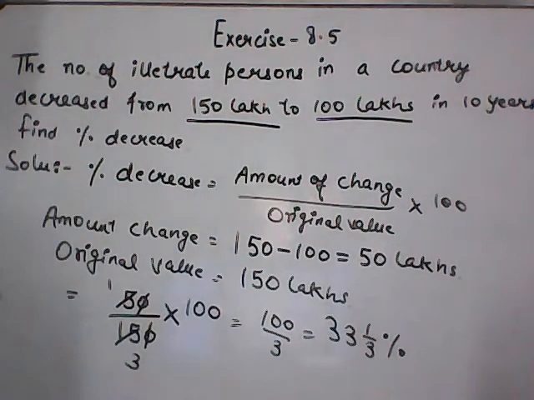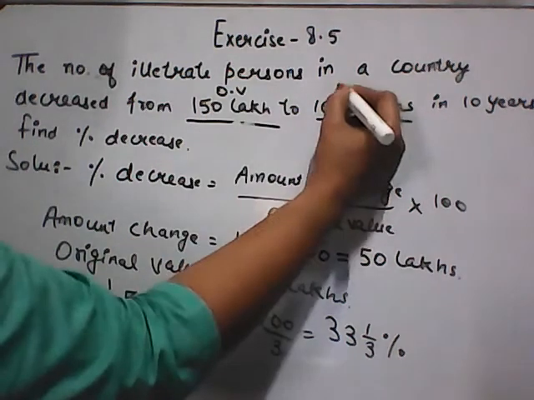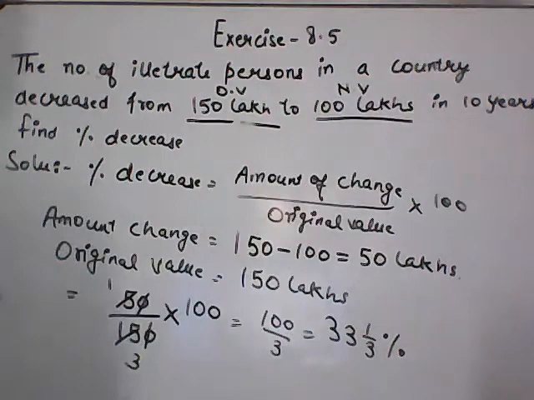In this way, we can calculate the percentage increase or decrease. If the old value is greater than the new value, then there is a decrease. If the old value is less than the new value, then there is an increase. In this question, the old value is greater than the new value, so there is a decrease. Amount of change can be calculated by the difference of the old value and the new value: 150 minus 100 is 50 lakh. What is the old value, or you can say original value? 150 lakhs. Put these values in the formula and we can calculate the percentage decrease. Let's move to the next question.